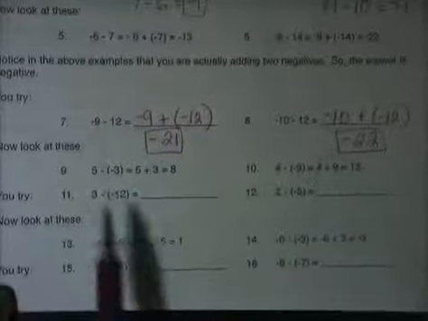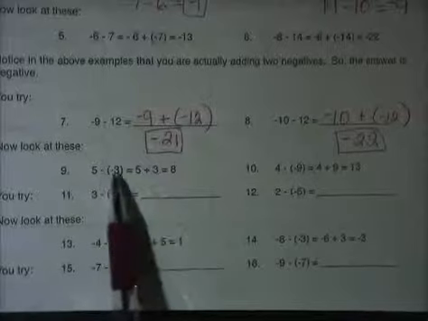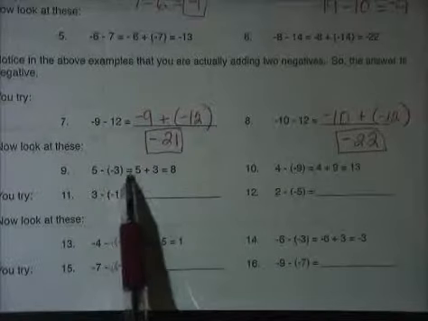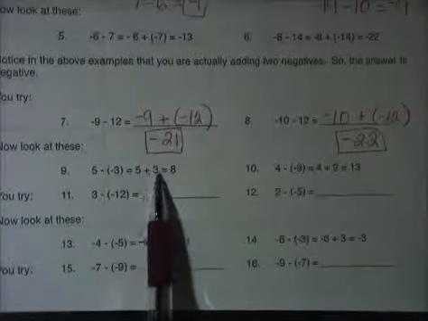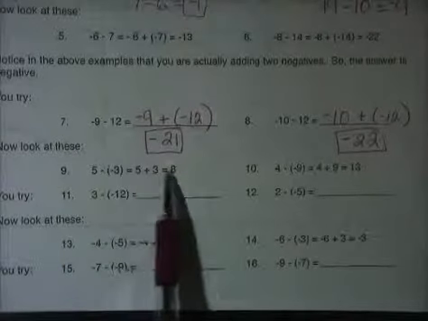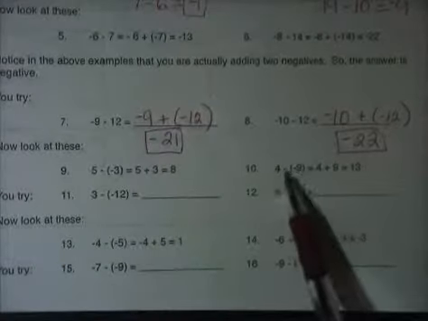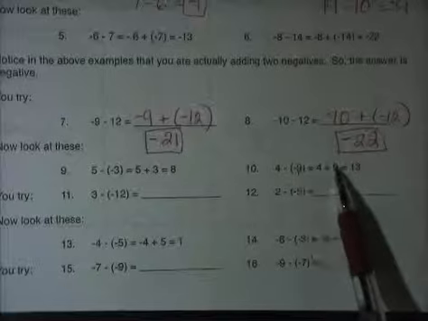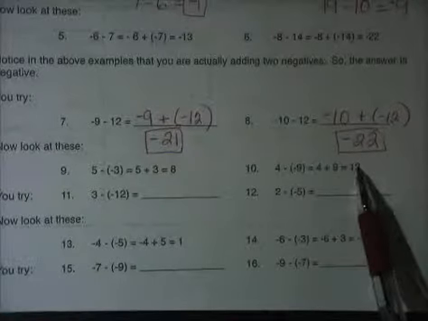Now let's look at these in number 9 and 10. We got 5 minus negative 3, same, opposite, opposite. Now these are simple because they're both adding positive, so 5 plus 3 is 8. 4 minus negative 9 is 4 plus 9. 4 plus 9 is 13.